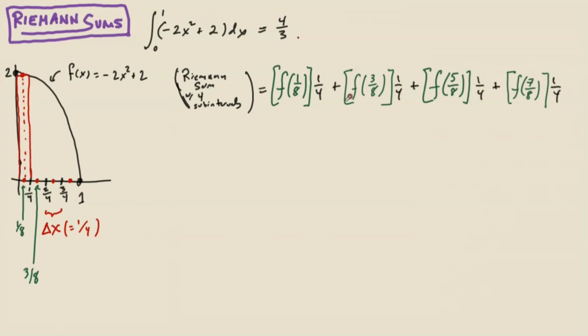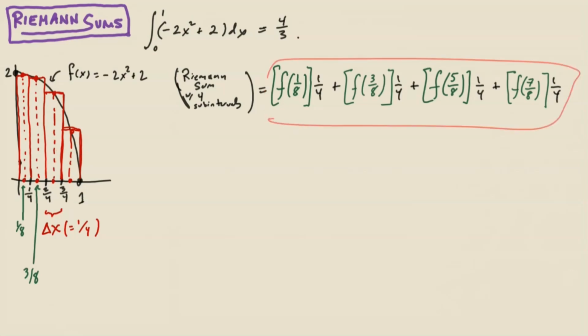And to that area, we add the second term, which we can think of as the area of another rectangle of width 1/4 right there, and height f of 3/8, which appears right here. So their product is the area of this rectangle. And of course, the last 2 terms correspond to the areas of these 2 rectangles.